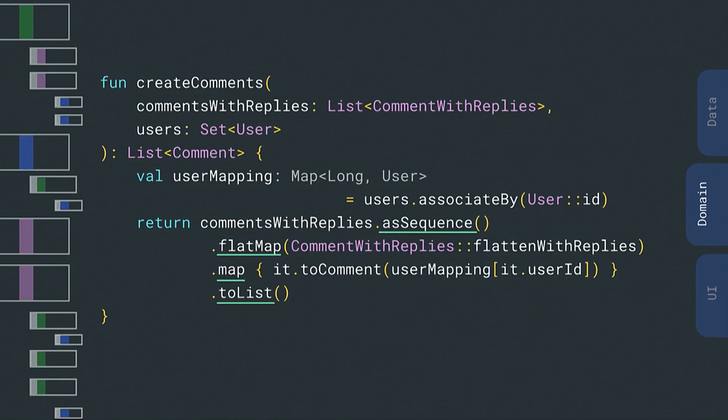But with sequences, the operations are performed on every element, and then the collection is only created at the end, at the place where toList is being called, like this. Because we're skipping over those extra collections being created every time, we improve the performance of our application.